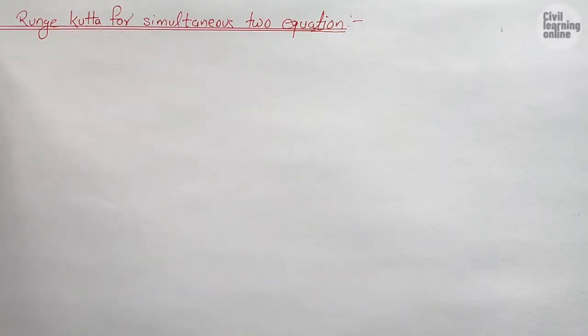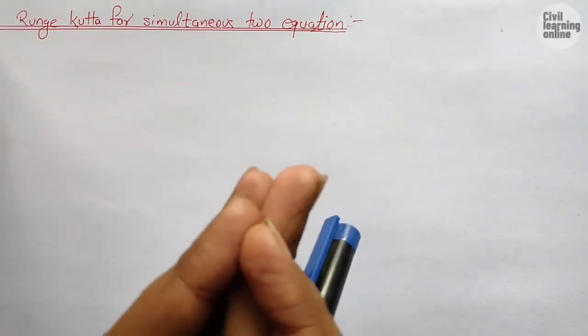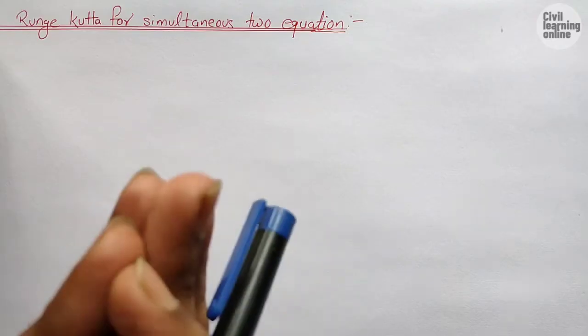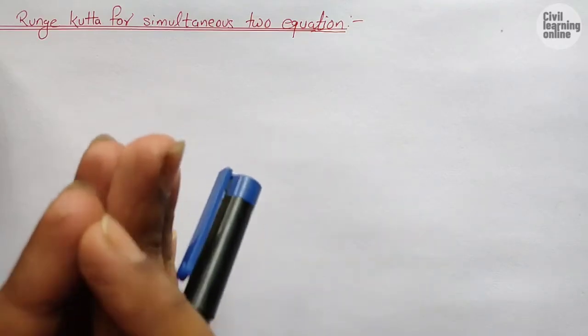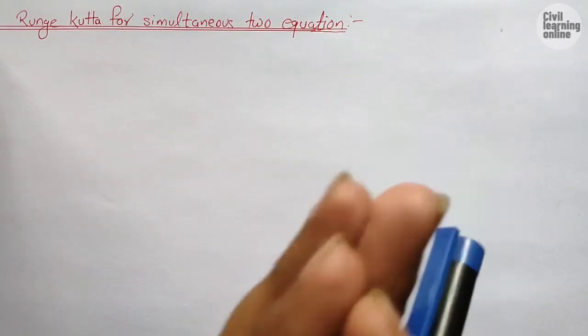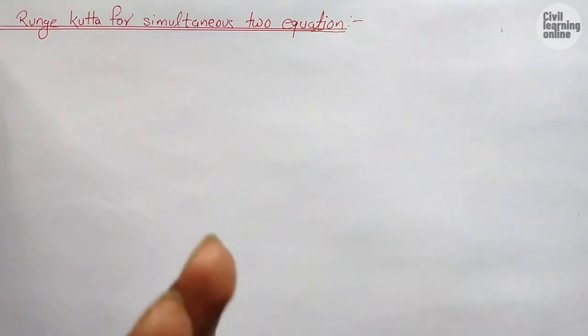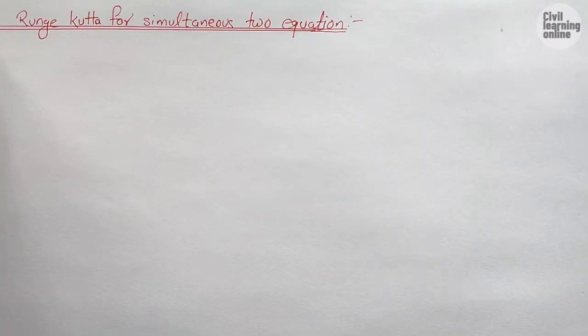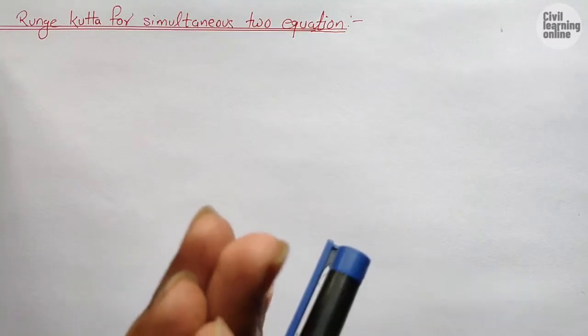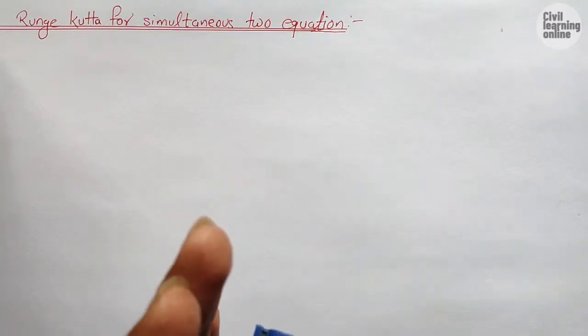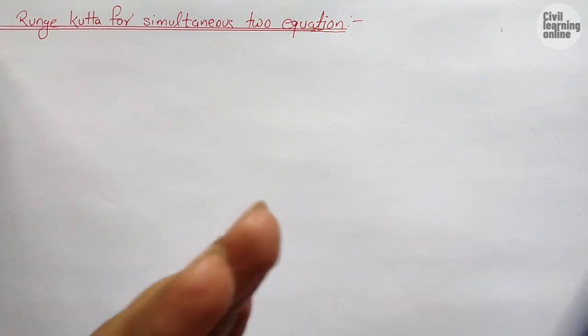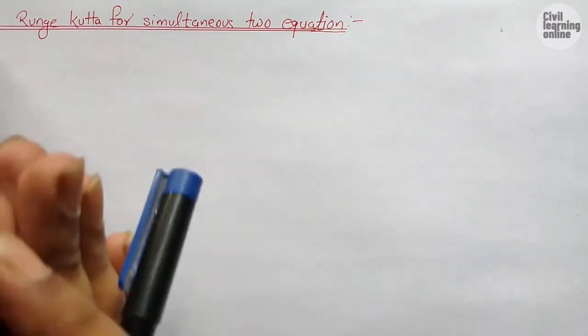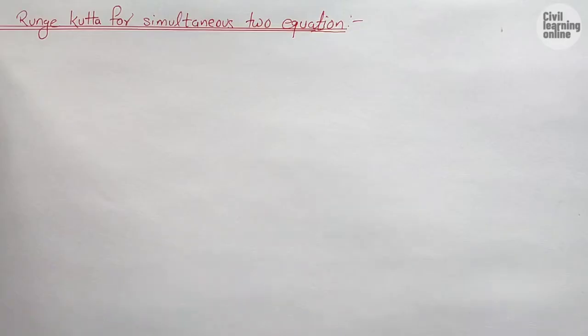So guys, before starting the discussion on Runge-Kutta for simultaneous two equations, first of all we need to know what type of equations we may be given in the questions, and there are a few formulas which we will be using to solve the numericals based upon this method. So let us first discuss the type of equations which we may be provided in the question, then the formulas, and then I will add an example based upon this method.